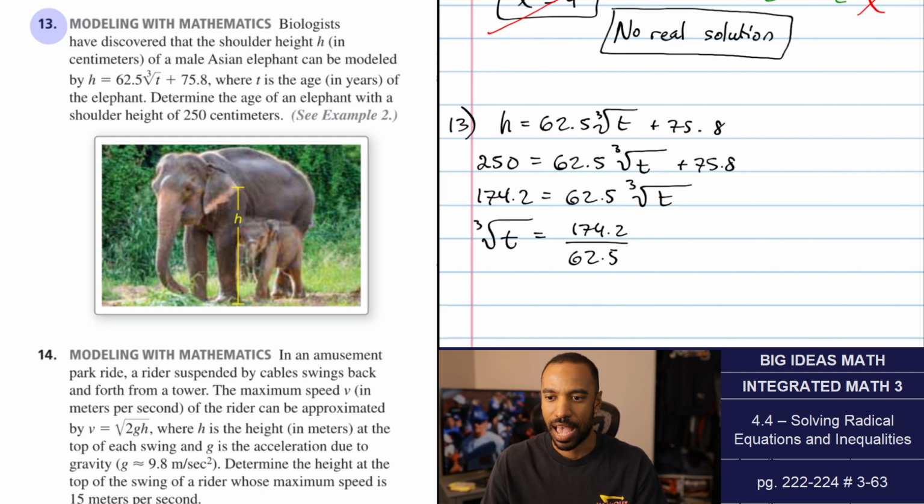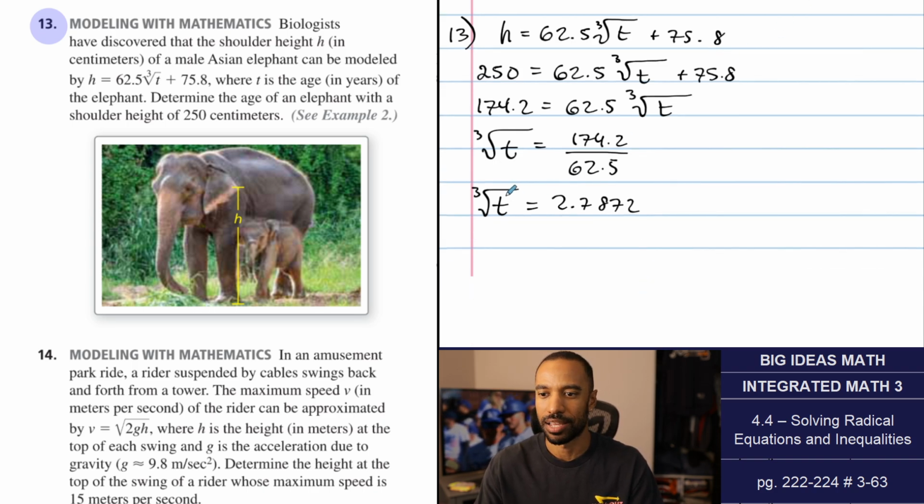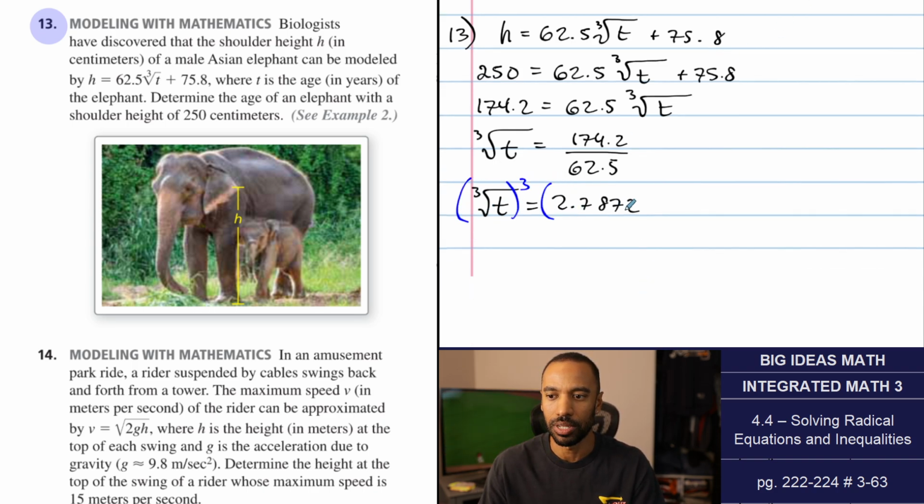Okay, it's an exact number. It's a decimal, but it's an exact number, so let's write that out first. It's going to be 2.7872. Okay, now we're going to cube both sides to solve for t. This will be how old the elephant is to have such a shoulder height.